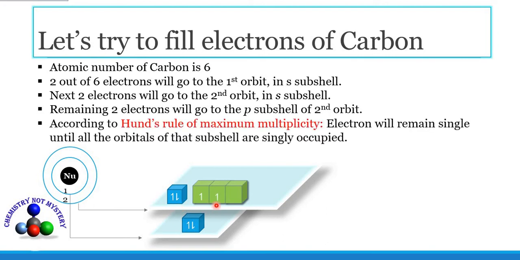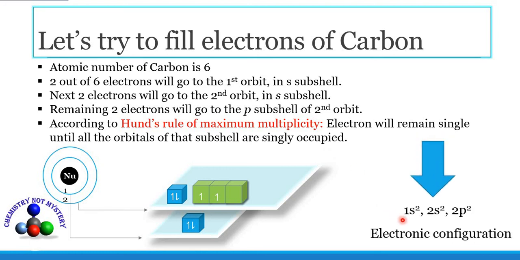But these 2 electrons are not going to share the same orbital, or you can say the same room. As I told you before, the orbitals of the same subshell have similar energies. And according to Hund's rule of maximum multiplicity, electrons will remain single until all the orbitals of that subshell are singly occupied. Now, its electronic configuration will be 1s2, 2s2, 2p2. Similarly, you can write the configuration of nitrogen.